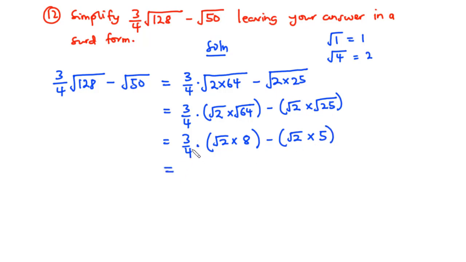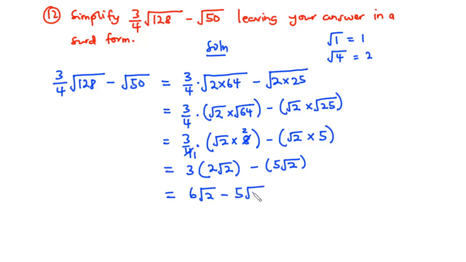4 goes into itself once, into 8 2 times, so we have 3 times 2 root 2 minus 5 root 2. 3 times 2 is 6, so this becomes 6 root 2 minus 5 root 2. So 6 minus 5 is 1. 1 times root 2 is root 2. So it means that when you simplify this surd expression, you are going to get your answer to be square root of 2.